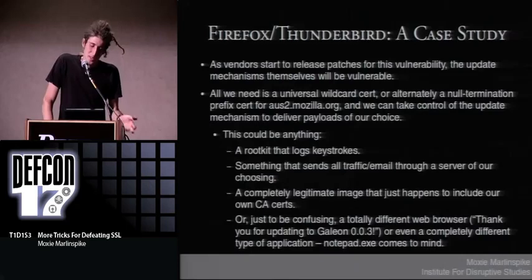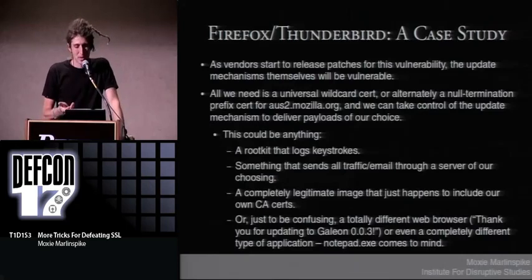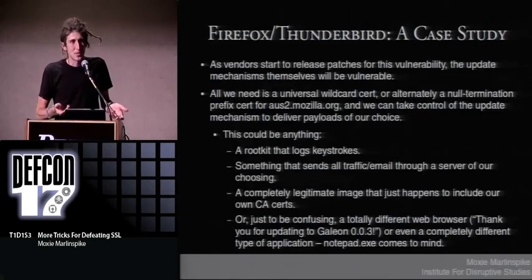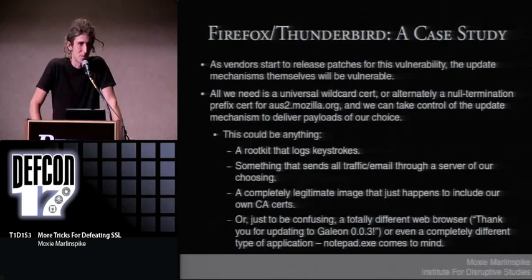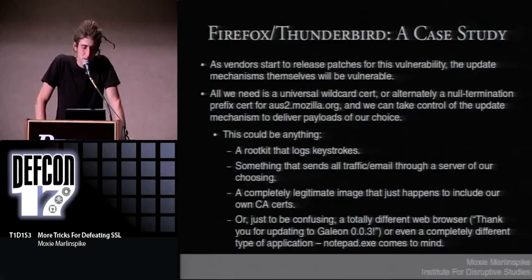So the problem is going to be that as vendors start to release patches for this vulnerability, the update mechanisms themselves are vulnerable, right? Because all we need is our universal wildcard cert or a null prefix cert for aos2.mozilla.org, and we can take control of the update mechanism to deliver whatever payloads we want. So this could be anything.